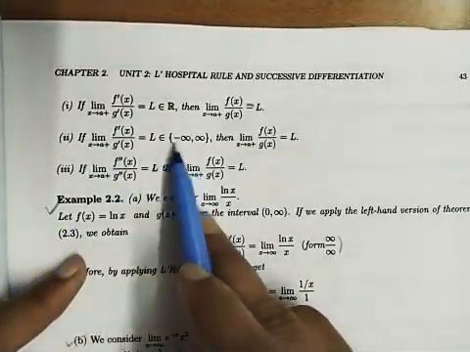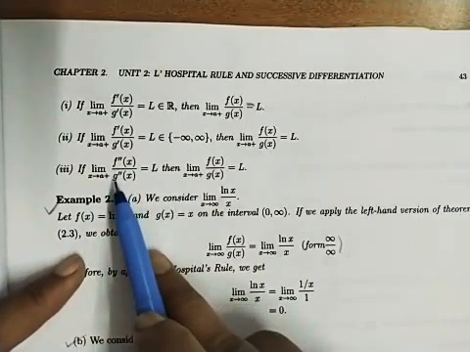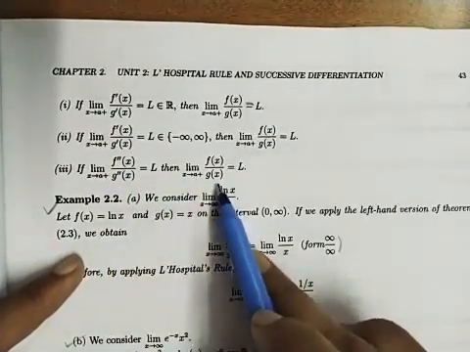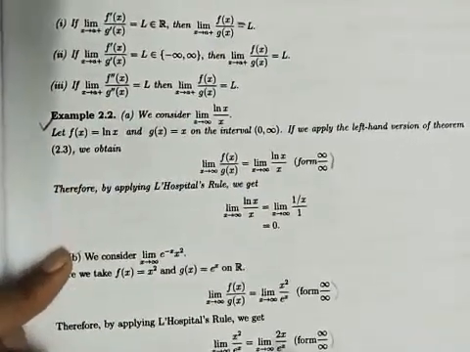Okay, so same statement here. And third, if limit f double dash upon g double dash is L, then limit f upon g is L. Now let us solve some examples.